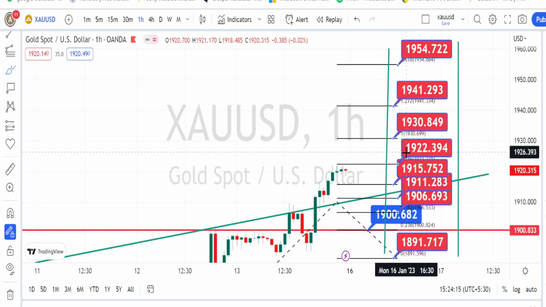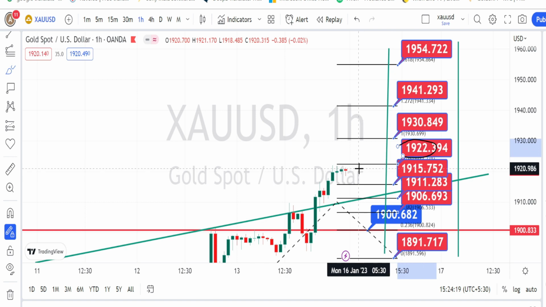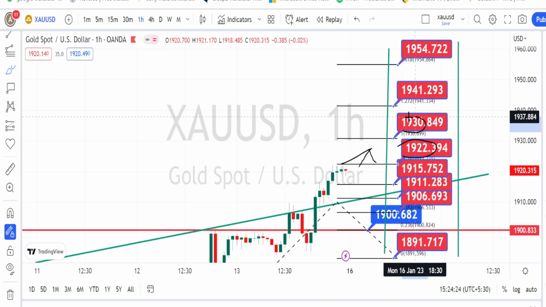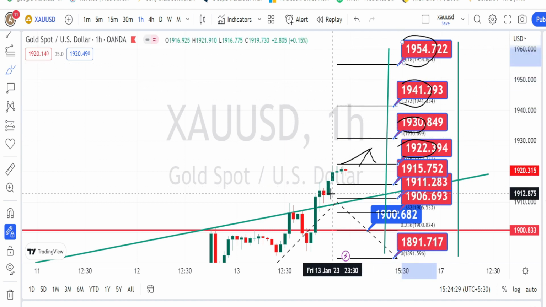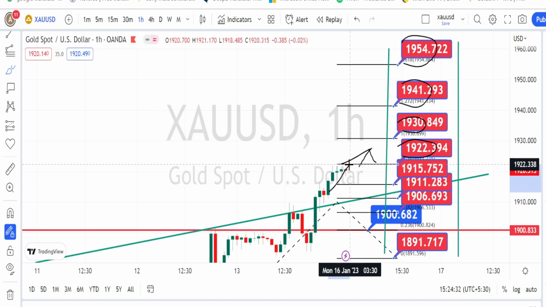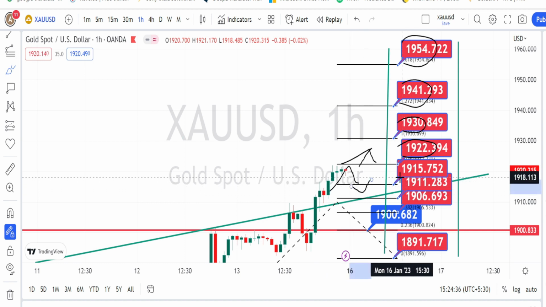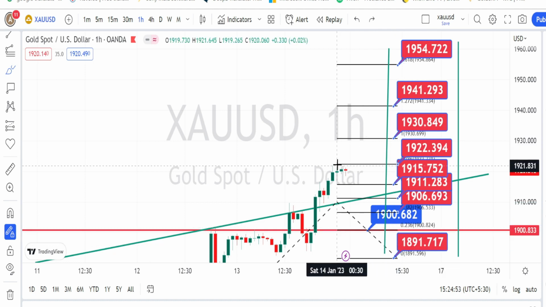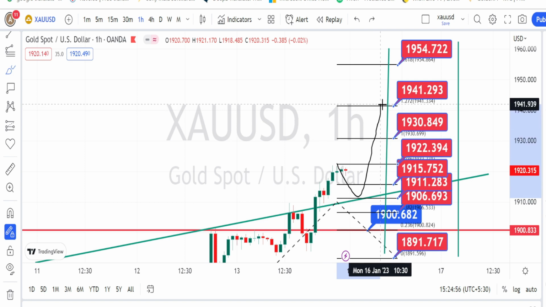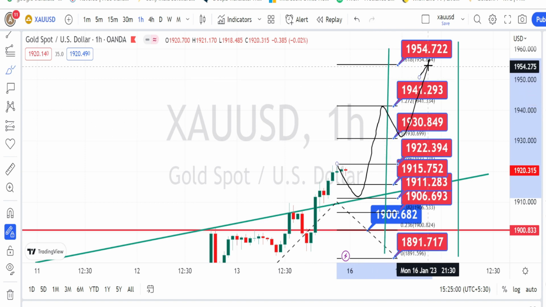Currently the price action is finding resistance around the resistance level of 1922, and once the price action breaks this resistance level, next level of resistance is going to be around 1930, 1941 and 1954. And if the price action bounces back from the resistance level of 1922, the immediate support is going to be around 1915, 1911, 1906, 1900 and 1891. And for now, the current trend of the price action in hourly time frame is still in a bullish trend.